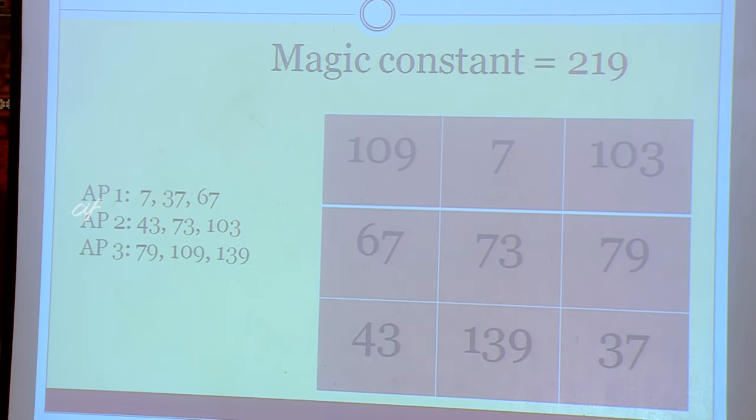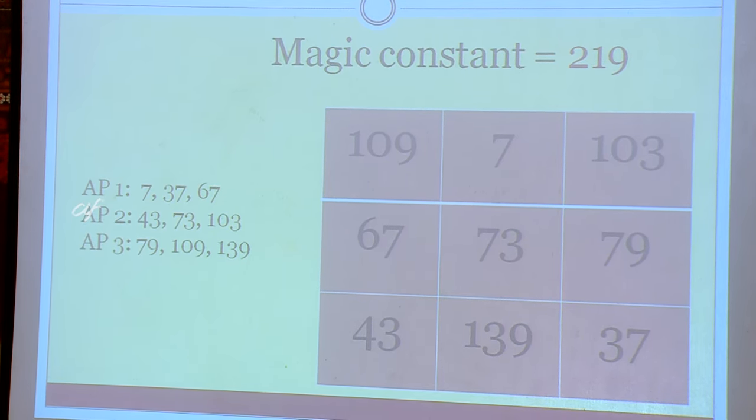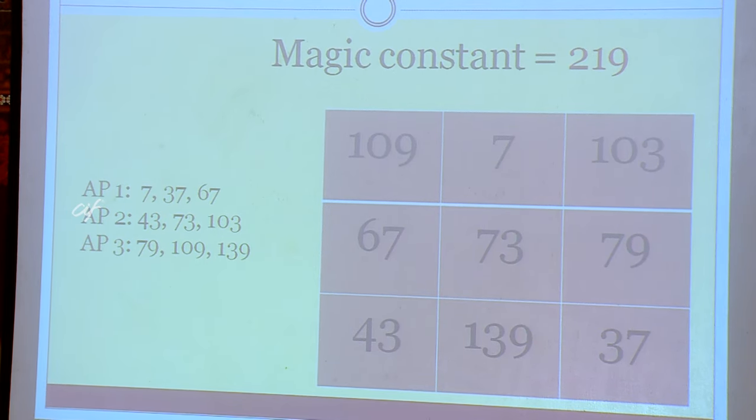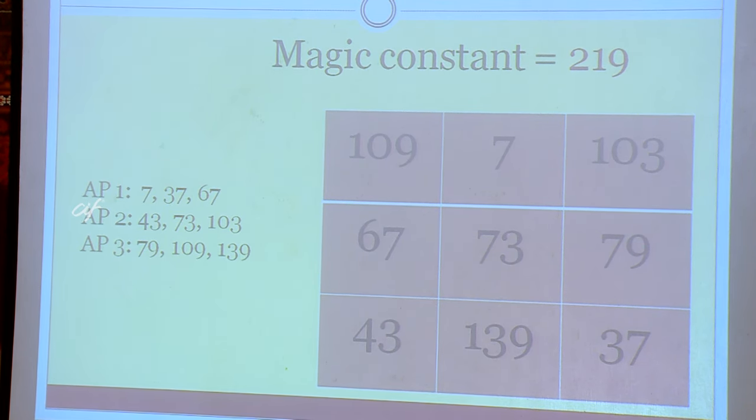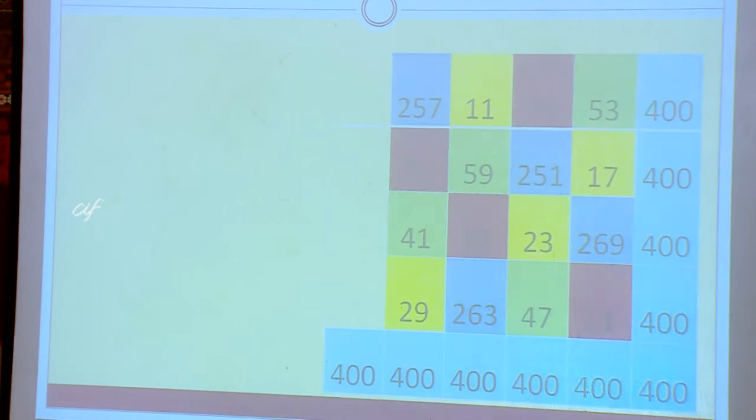Is there anything similar in all the common differences? Multiples of? 6. They are multiples of 6. So we found that it is easier to find arithmetic progressions with common difference as a multiple of 6. And why it works only for 6 and not for other numbers, that also we could figure out, with some proof. So magic squares really helped us learn a lot of other things.